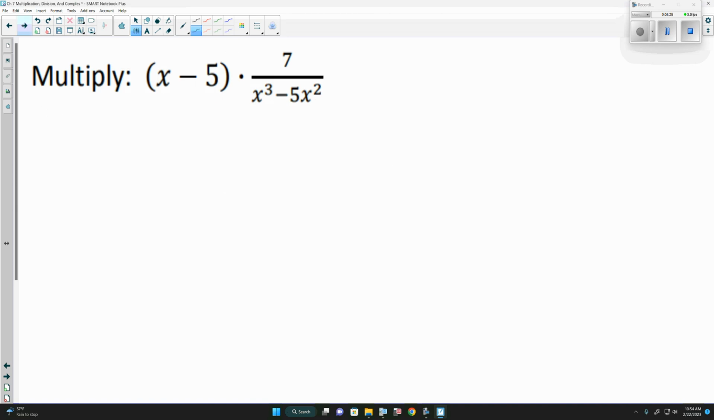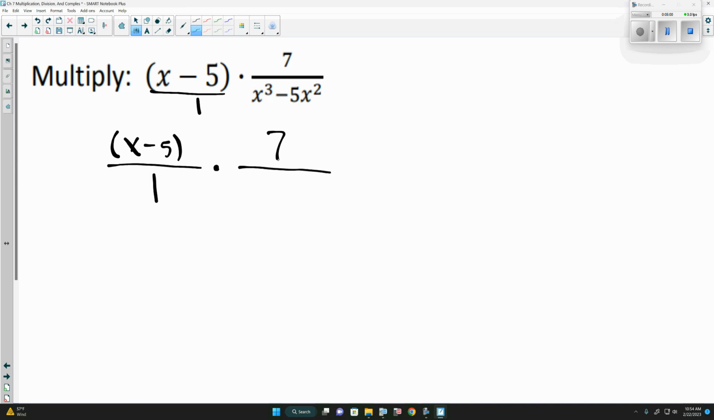Let's look at the next one. X minus 5 times 7 over x cubed minus 5x squared. What's the denominator of x minus 5? 1. If there's not a denominator, it's understood to be 1. Now for this one here, will any of our expressions on top and bottom of these fractions simplify or factor? Yeah. The x minus 5 doesn't, 1 doesn't, 7 doesn't.